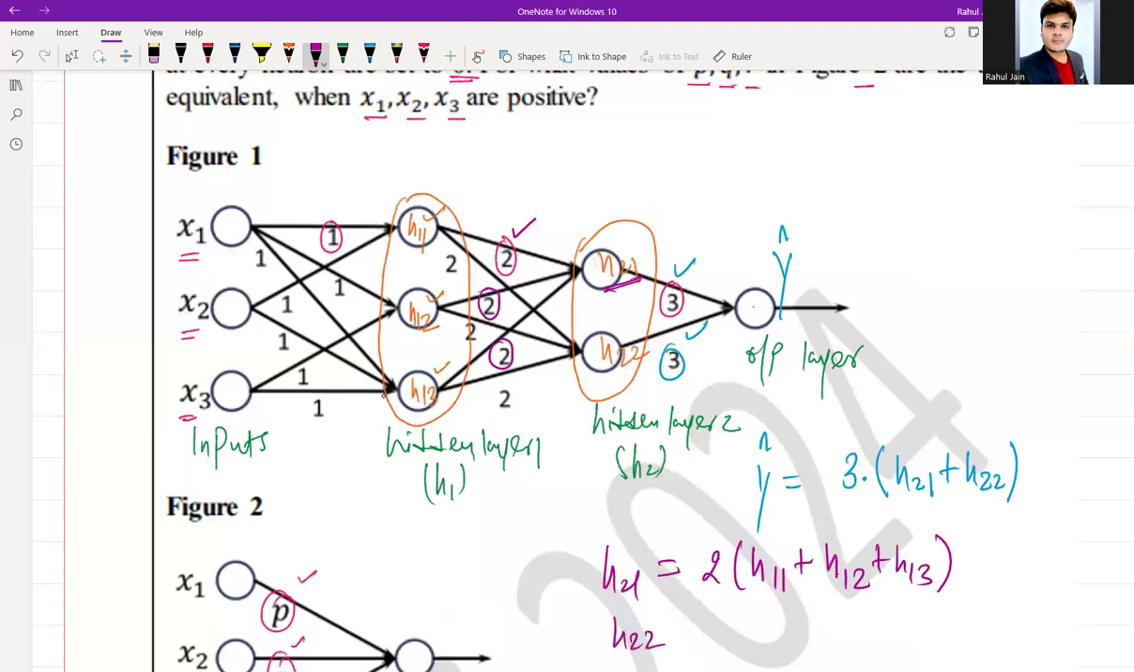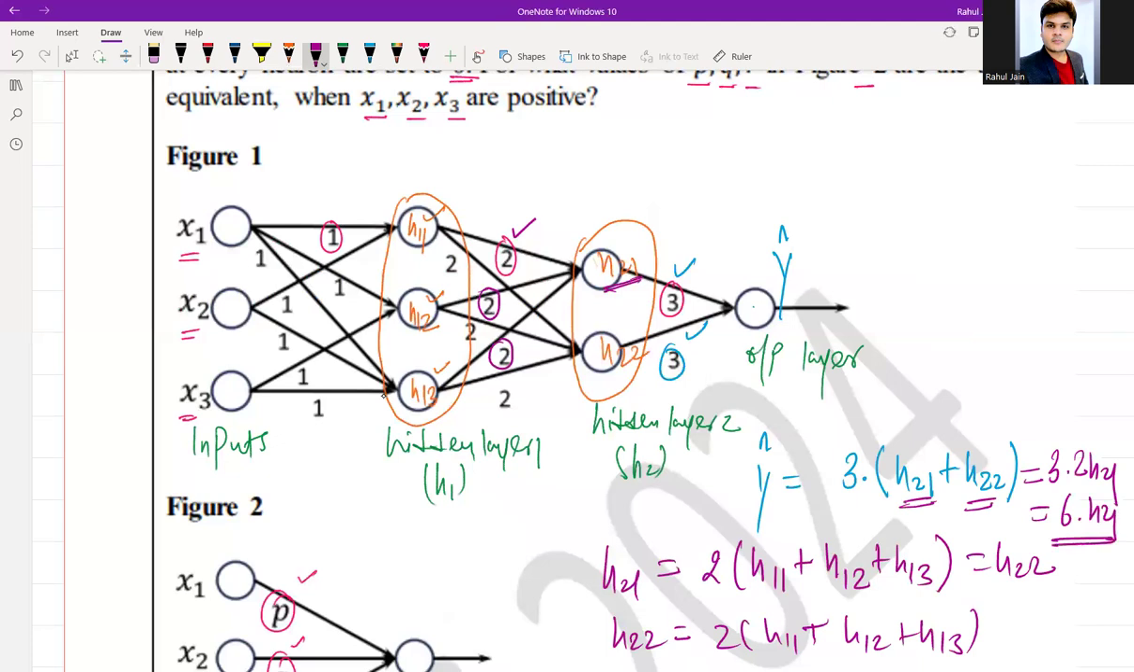Now, if I want to write H22 also, then H22 is also a result of 2 into H11, whatever result we are getting from 11, as well as 12, as well as 13. So if you see, H21 and H22 are basically equal, because both are the result of the same equation. So I can write H21 and H22 are equal. So I can write 3 into 2 into H21, or directly 6 into H21, right?